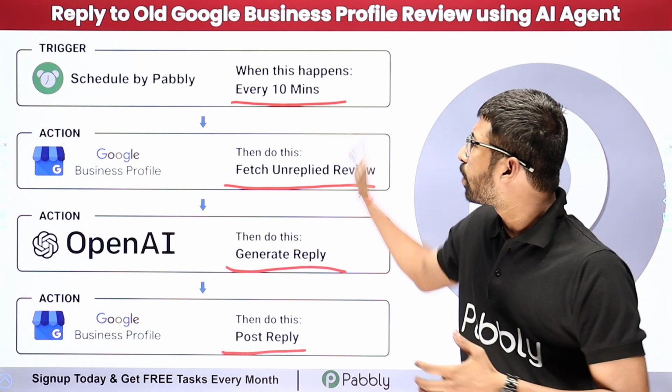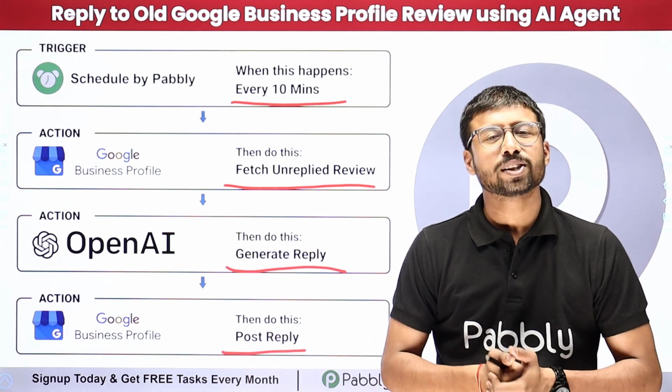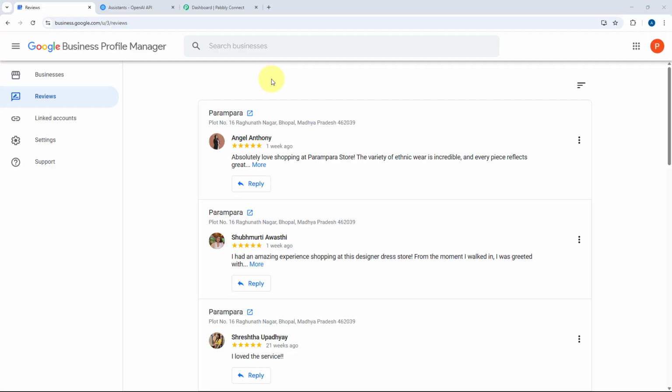Now, if you want to know how you can build this AI agent all by yourself, for that, you just have to come with me to my screen. So as you can see, this is my Google Business Profile. And in my Google Business Profile, I have received some reviews from the users which are unreplied. So I have these unreplied reviews over here.